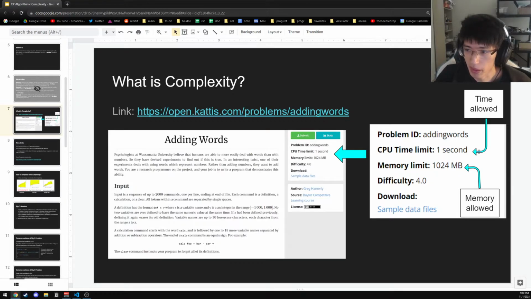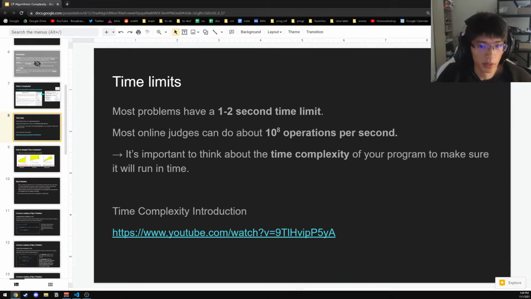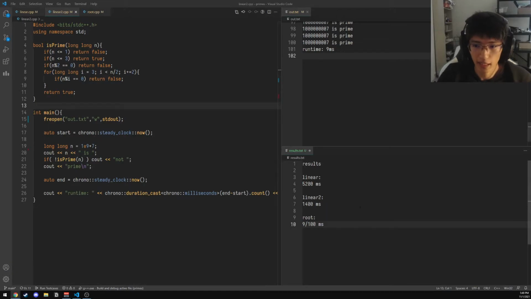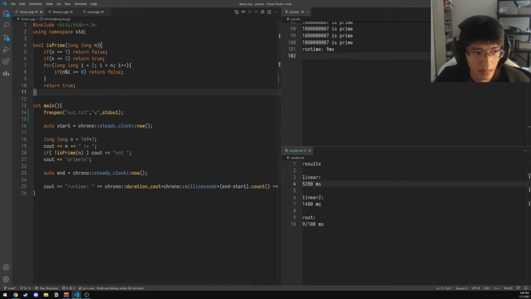One of the most important parts is the time limit. Most problems have a 1 to 2 second time limit, and you can generally expect to do about 10 to the 8 operations per second. So if you look back at the linear example, you're doing around n operations, 1 billion, and 1 billion divided by 10 to the 8 is about 10 seconds.